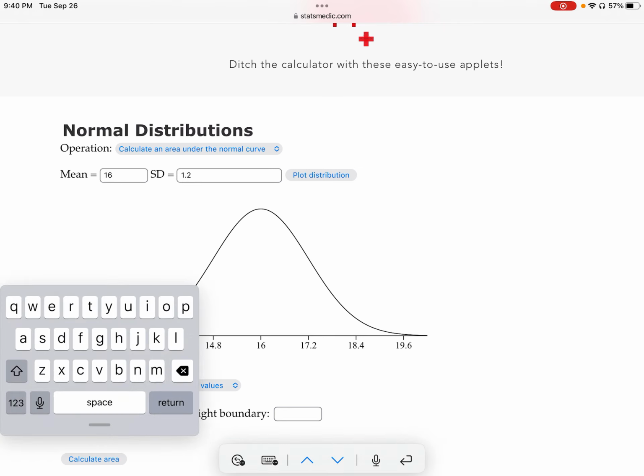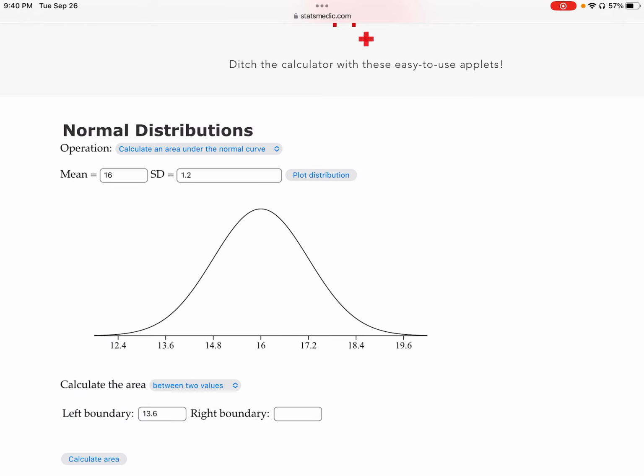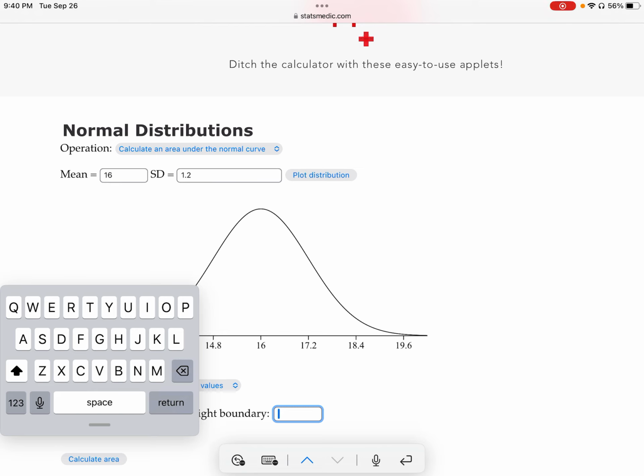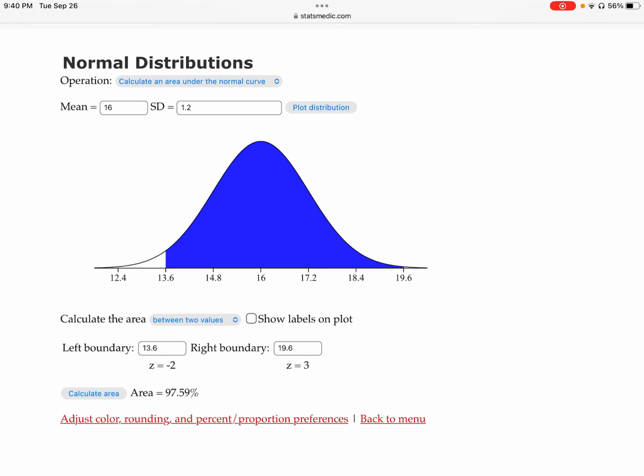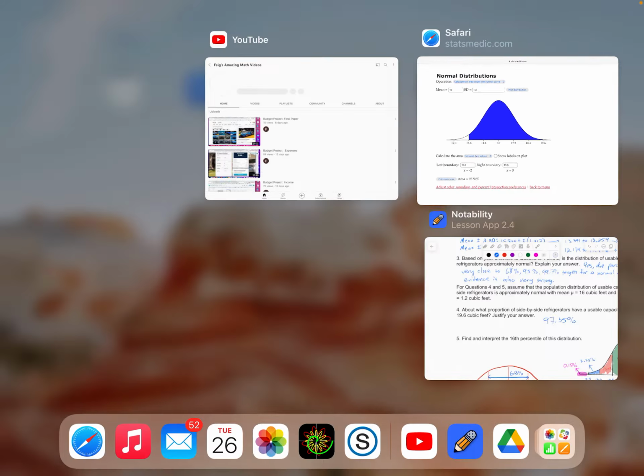Fat fingers. Okay, all right. How do I get that to not... 13.6? Oh, finally I did it. I'm going up to 19.6. And calculate the area. So there it is, 97.5. It's a little bit more precise with that extra 9 at the end. And it shaded it for you. See that little sliver on the far right? That's that 0.15% sliver.